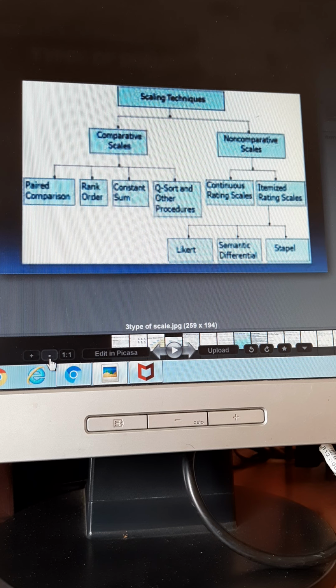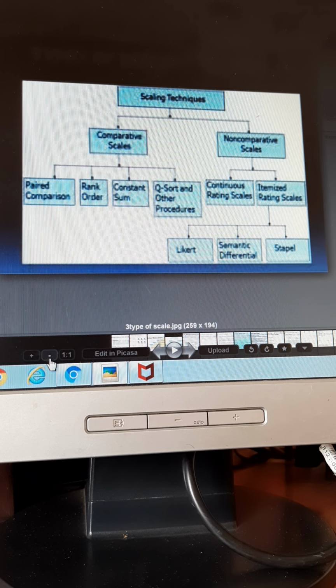Yesterday we had seen scaling techniques, what is measurement, what is scaling, and what are comparative scales. What are non-comparative scales. So we had seen the continuous scale and the itemized scale. In the itemized scale, we had seen the Likert scale, which can be either a 5-point scale or a 7-point scale. We had seen examples for that. Then we had seen the semantic differential scale, and then the Stapel scale.